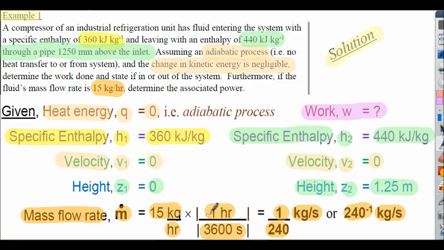Remember, these are cancelling unity brackets, so hours on the bottom here cancels with the hours on the top to leave us with kilograms per second. There's a separate presentation related to the use of unity brackets for your reference. So that's the information extracted from the question. Now we can apply the specific form of the steady flow energy equation and solve for the work done.